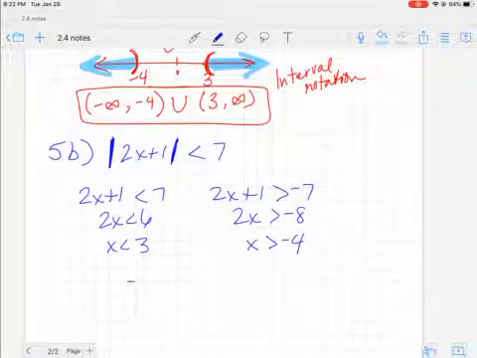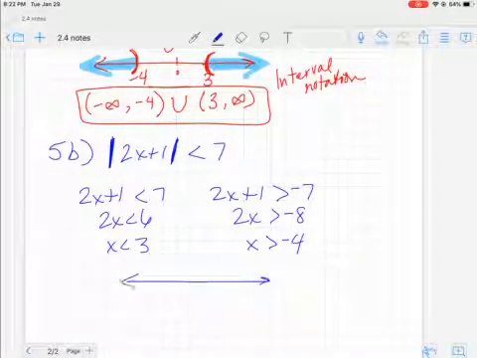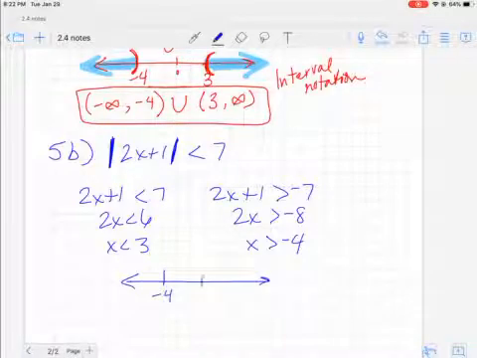And now let's graph this. Here we still have the negative 4. We've got a 0 in there somewhere, and we have a positive 3.